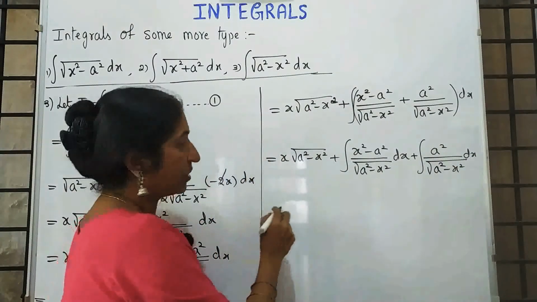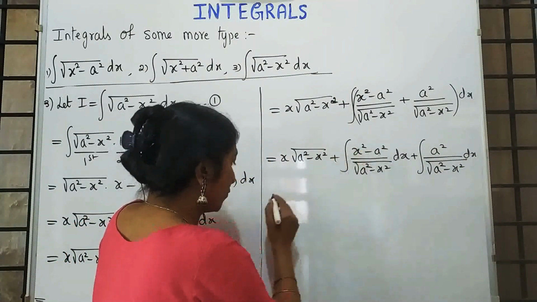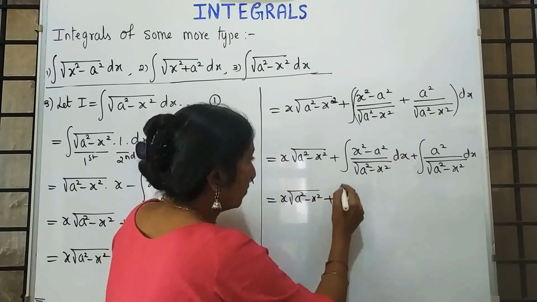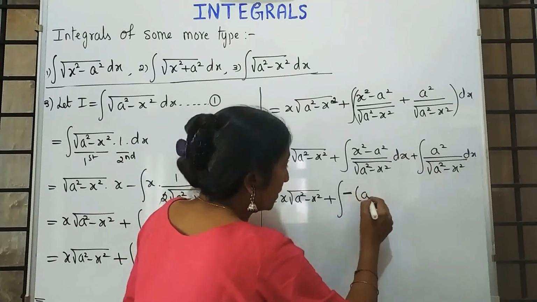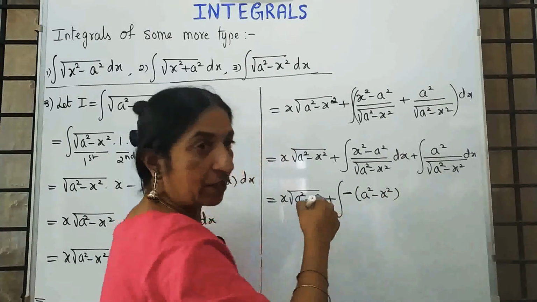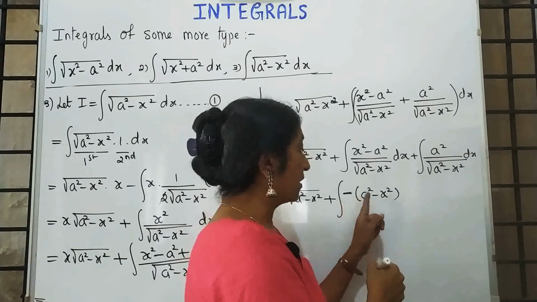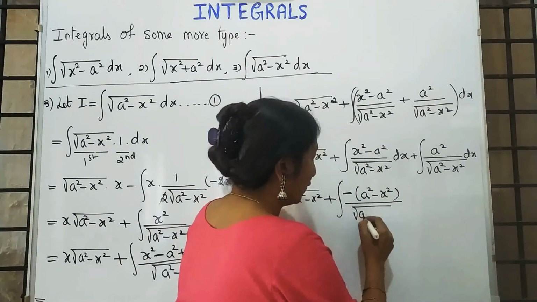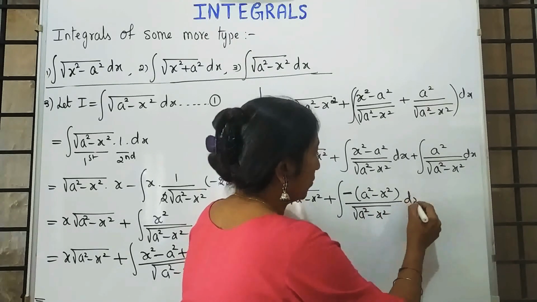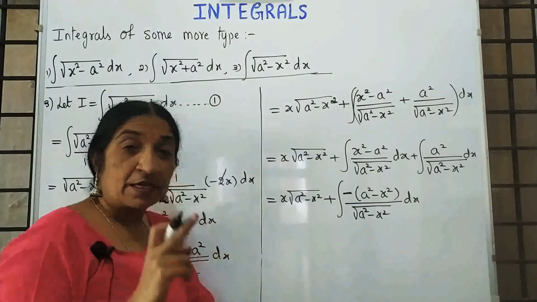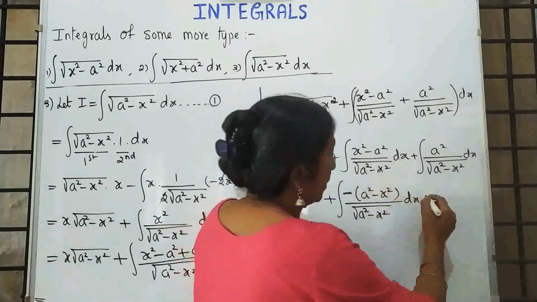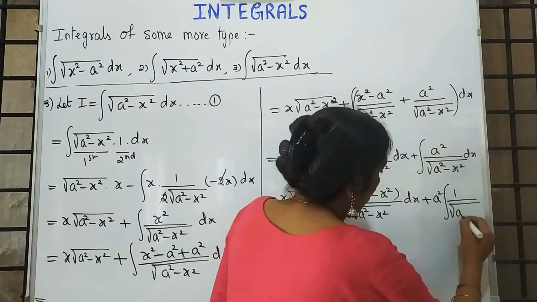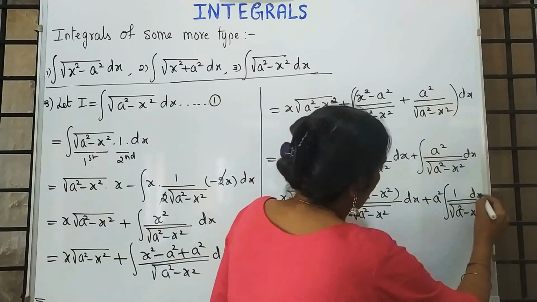After taking integration separately, here I took minus outside. x into root of a square minus x square plus minus outside, it is a square minus x square. If you take minus inside, see, minus a square, minus into minus plus x square upon root of a square minus x square into dx. Depending on the denominator, I took minus outside. Here a square is constant, write it outside, 1 upon root of a square minus x square into dx.